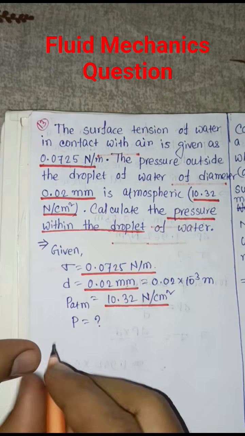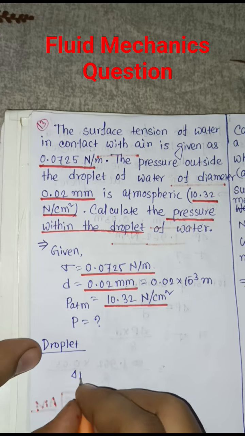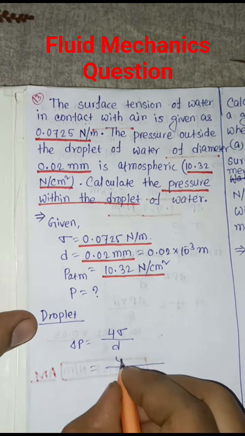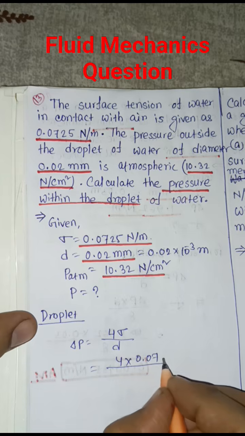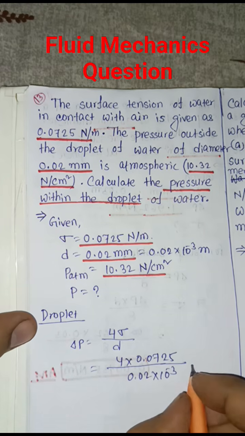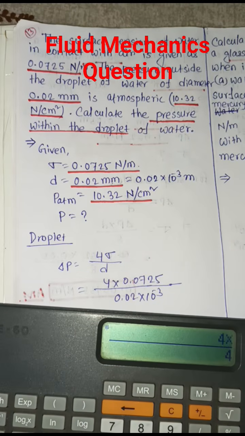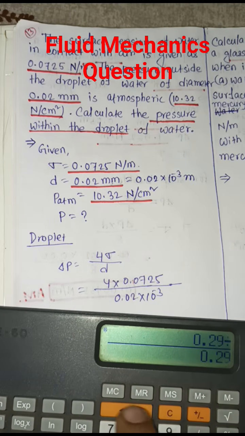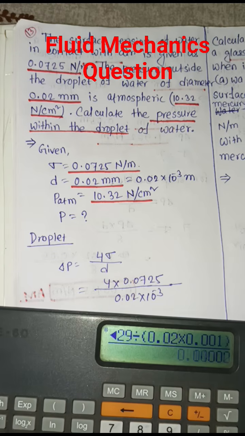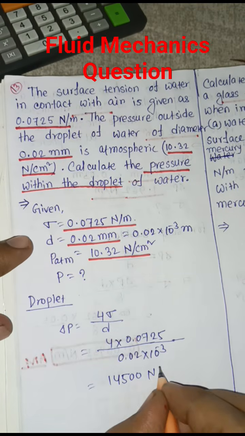So for a droplet we know that delta P is equal to 4 sigma by D. So from here, 4 into the value of sigma, that is 0.0725, divided by the value of diameter, that is 0.02 into 10 to the power minus 3. If you calculate this, 4 into 0.0725 divided by 0.02 into 0.001, the value will be 14500 Newton per meter square.